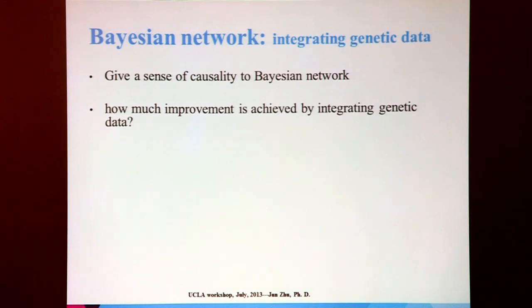So basically, what it does is that when you have genetics, it just gives you, from the directed graph, some sense of causality. It's not a pure directed graph. That's more like a causal graph.